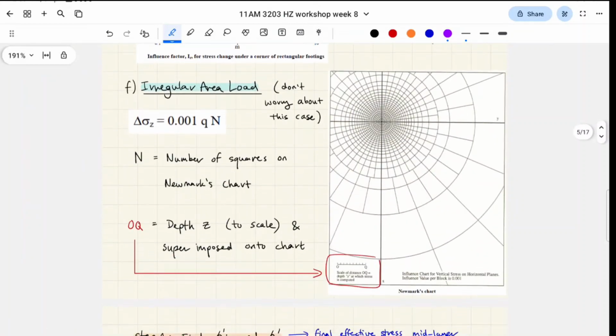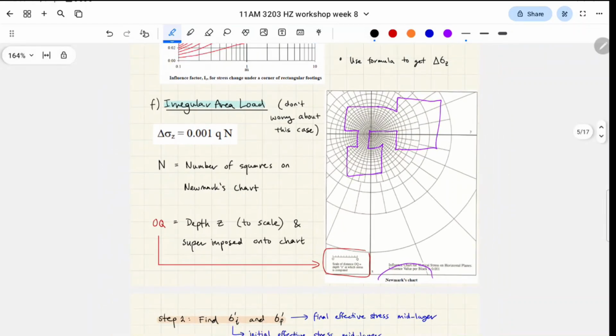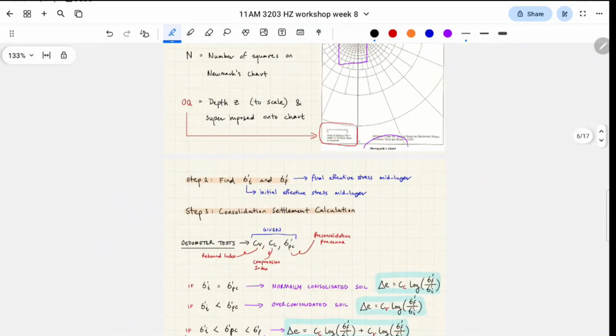With an irregular area, you have to use Newmark's chart, which is even worse, right? So say you have a footing, which they're not going to give you, but just say, for example, you have a footing that looks like this. That's what Newmark's chart would be, like how you would use it. And I've written some instructions here, but don't worry about this because there's just no way, all right? Okay, cool.